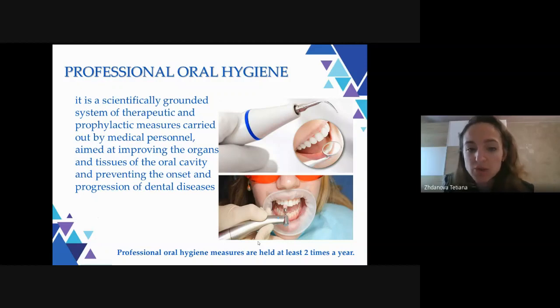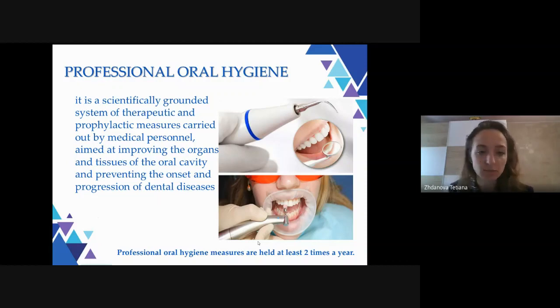The color will show the plaque still on the teeth, and we brush them very well and remove it. Then brushing tips, what we can use, and a few words about professional oral hygiene.